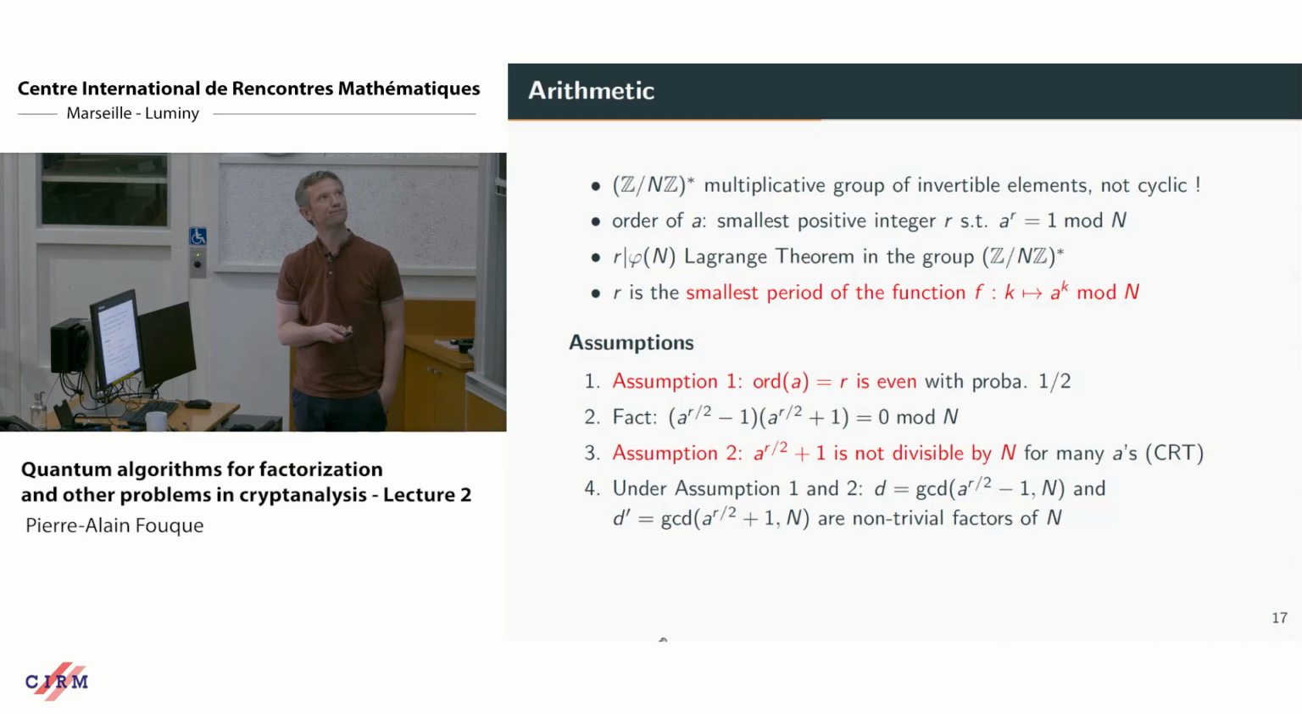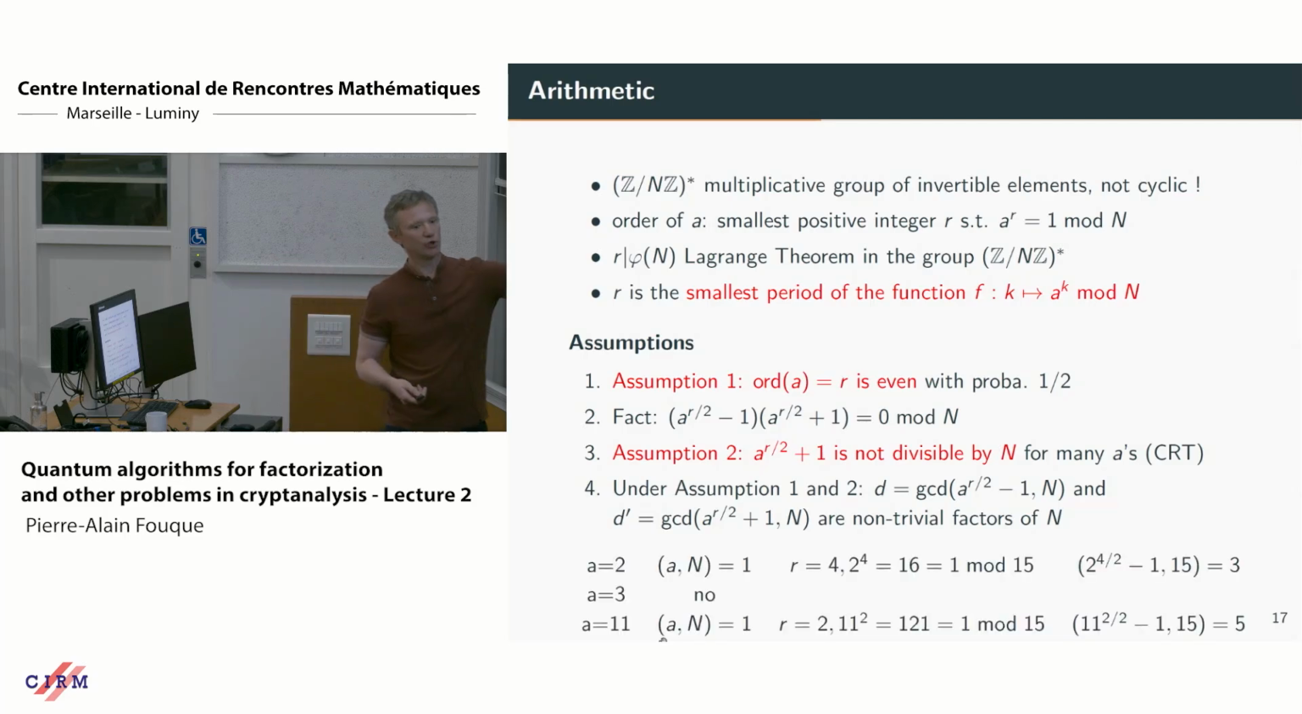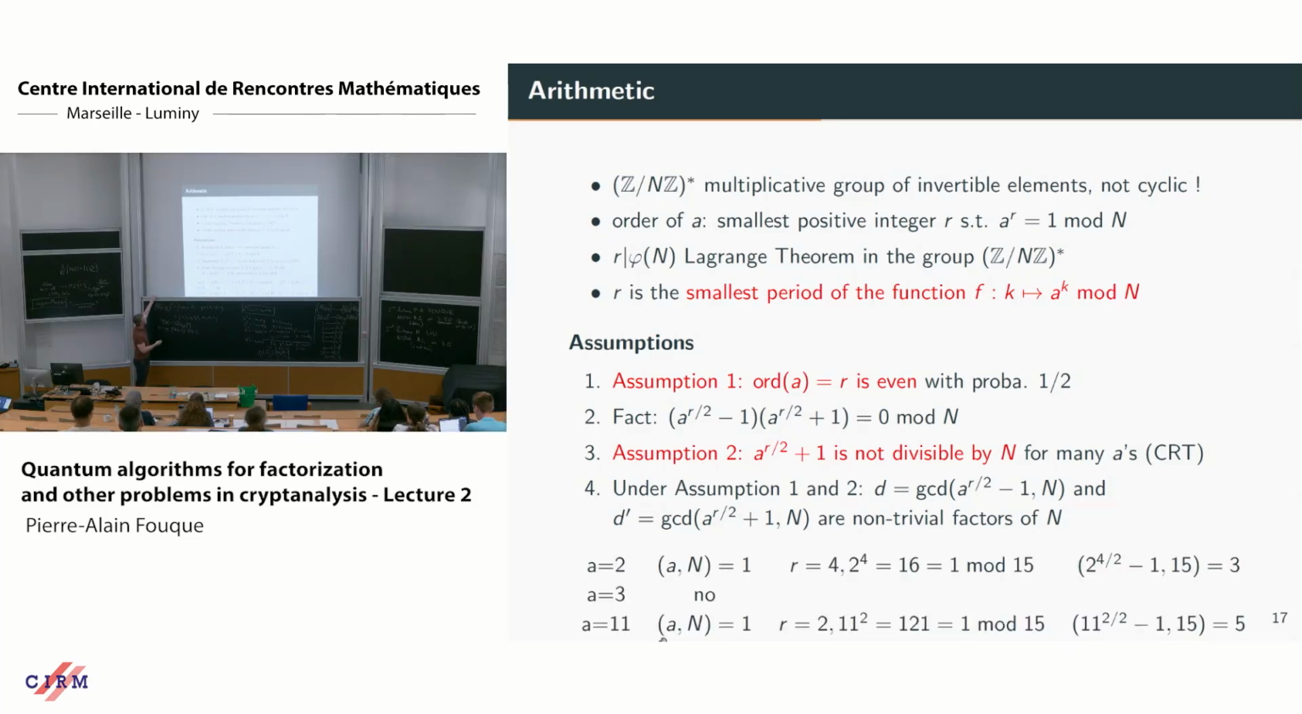Okay? So here I just show you exactly what happened. So I can use 2 because the order of 2 is 4. I have, in fact, 2 to the power 4 is 16, and it will be 1 mod 15. And the other, I don't remember. So I can have 11 also because the order is 2. Okay? The other solutions will not be of interest for me because the order will not be 2. Okay?